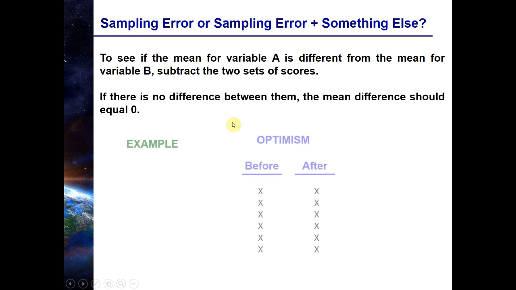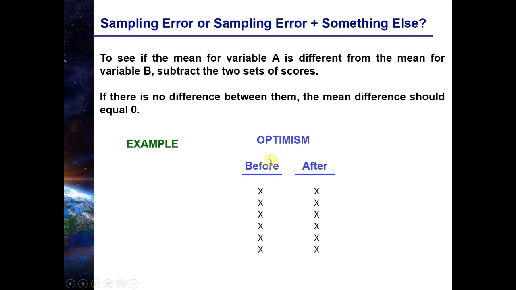So let's do an example. Let's say we're measuring optimism before COVID and after COVID. If this is you, it means I gave you the optimism test and got a score for you before COVID hit, and then again after. So this is you as well. Same thing for your friend Sally, and for Timmy. So it's the same group of people.